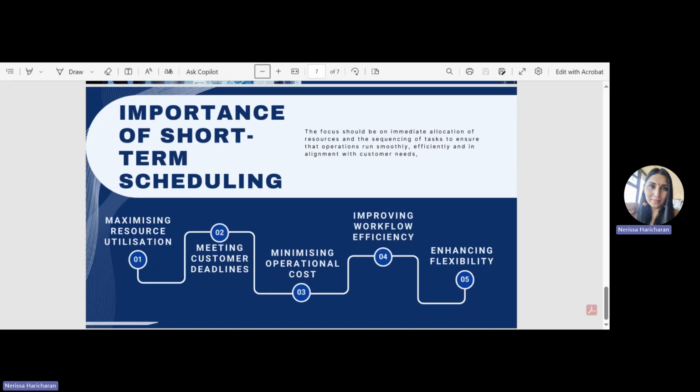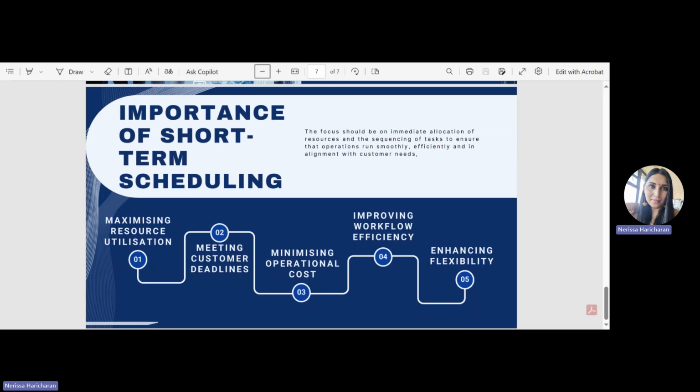Then we're talking about improving your workflow efficiency. So what is the optimal task sequencing? In a production environment specifically, the order in which tasks are completed can significantly affect your efficiency. So when we talk about short-term scheduling, you need to focus on tasks in the most efficient way possible, making sure that dependent tasks are completed in the right order so that you don't have any delays. Okay.